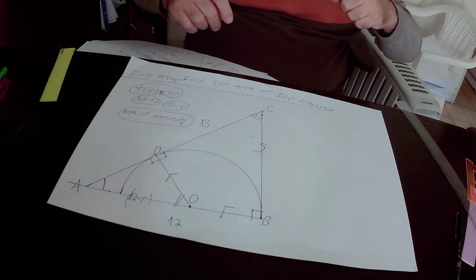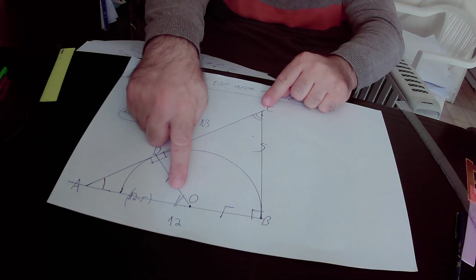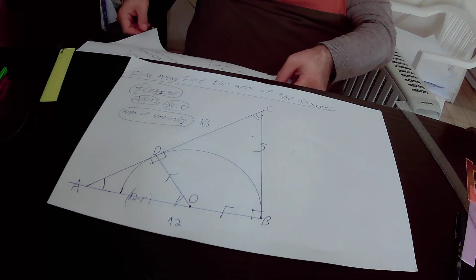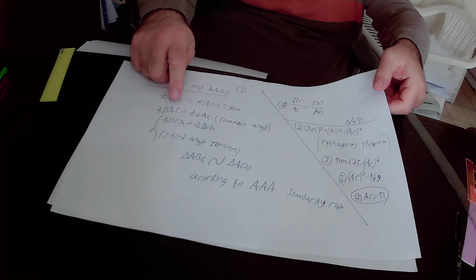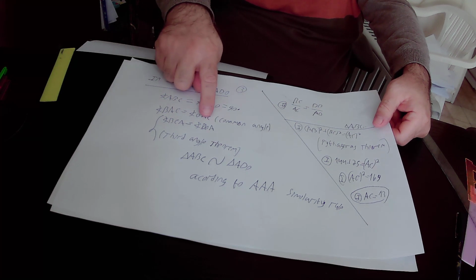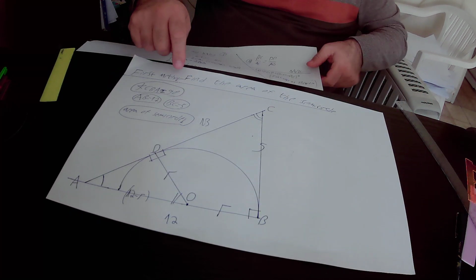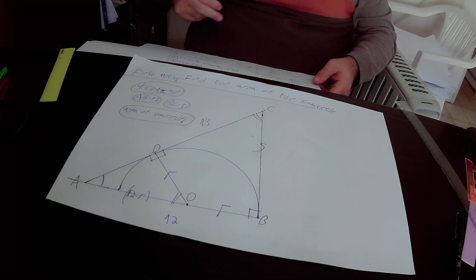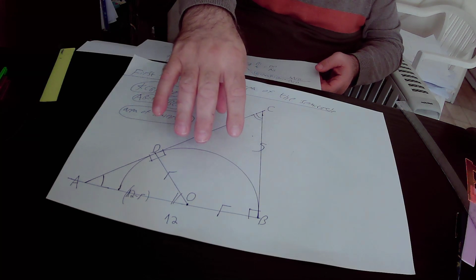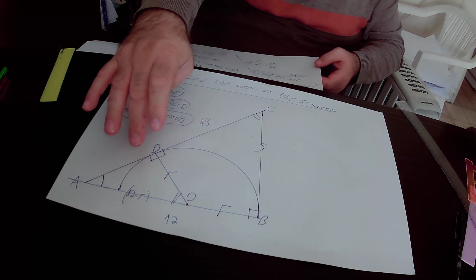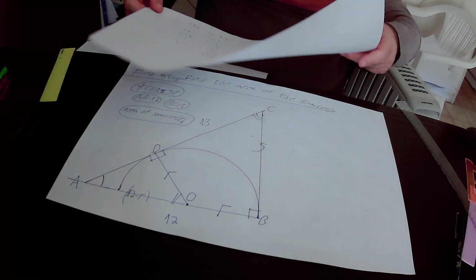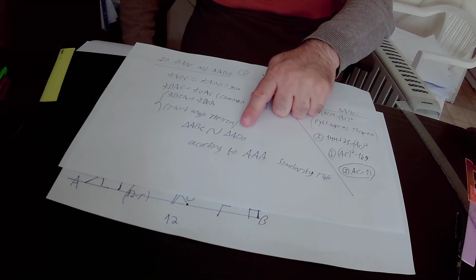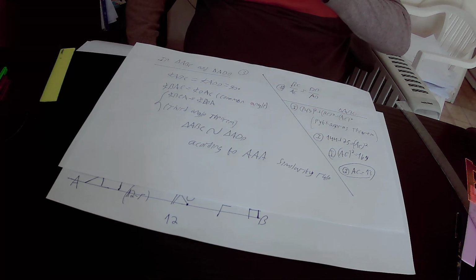Therefore, according to the third angle theorem, the third pair of angles must also be congruent. That is to say, angle BCA equals angle DOA according to the third angle theorem. Those two angles must also be equal to each other. So we actually proved that all angles in triangle ABC are congruent to angles in triangle ADO, and therefore we proved that triangle ABC is similar to triangle ADO according to the angle similarity rule.